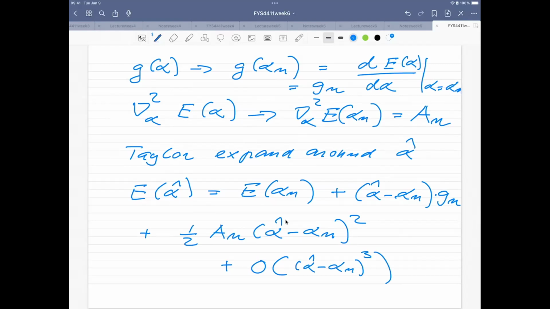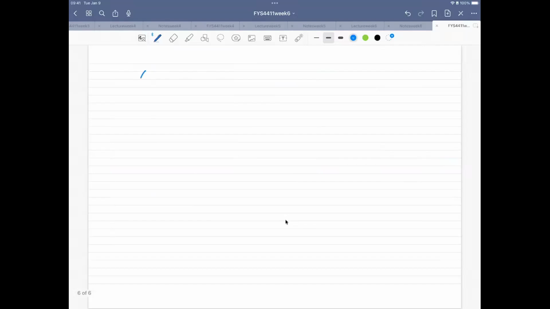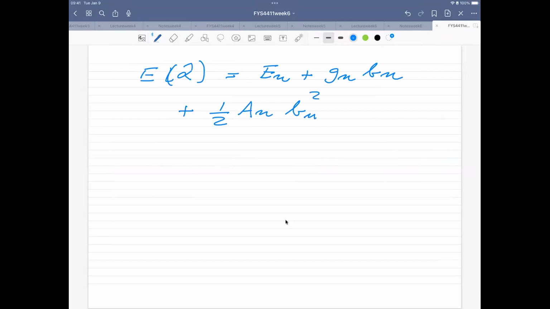So, but it's useful to see them for the sake of completeness. Now, what I'm also going to do is to introduce another shorthand where I just label this difference as B of n, for the sake of simplicity. So that means that my equation is going to look like E of alpha hat, which is equal to E of n plus G of n multiplied with B of n plus 1/2 times A of n multiplied with B of n squared plus higher order terms, where I have B of n to the power of 3 or higher. This is the scalar expression.